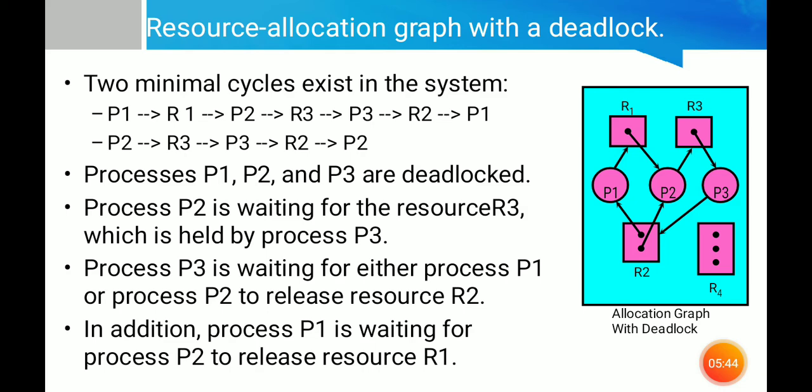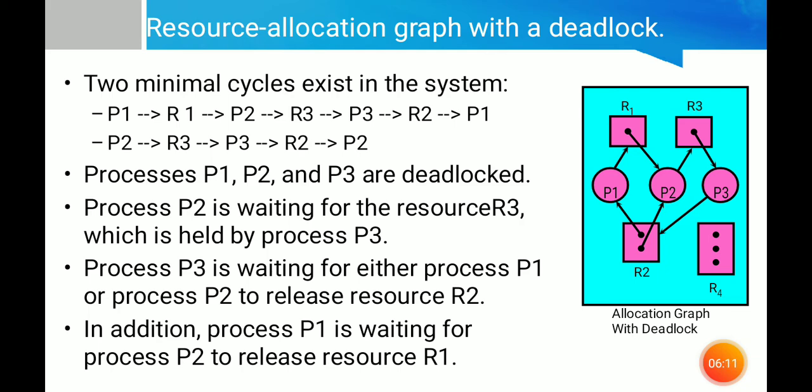The second cycle is from P2 to R3, then P3, then R2, and then back to P2. It is a small cycle. So there is a cycle. I said that if there is no cycle, it is confirmed that there is no deadlock. But if there is a cycle, then there may or may not be a deadlock. Now, we have to check whether the deadlock is there or not. We have confirmed that there is a cycle, so there is a deadlock.